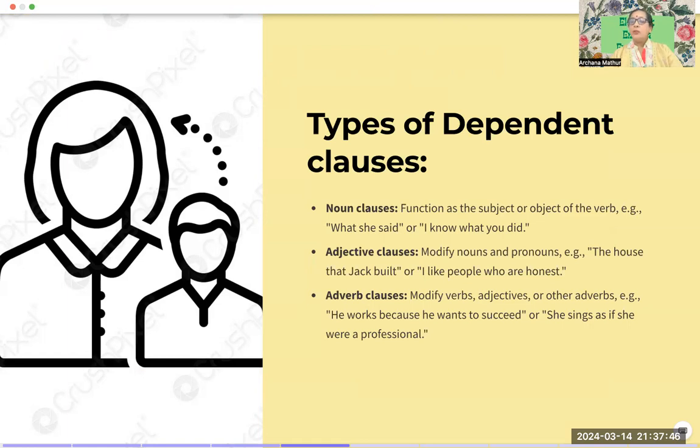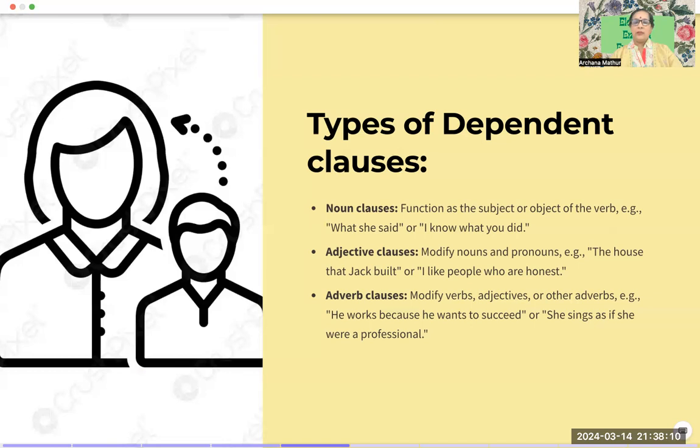So a noun clause stands as the subject or the object of a statement. I know what you did. So what you did is a noun clause. You is a noun and did is the verb. I know what you did can be replaced by I know Mrs. Sharma. So what you did is a noun clause because that can be substituted by a proper noun.